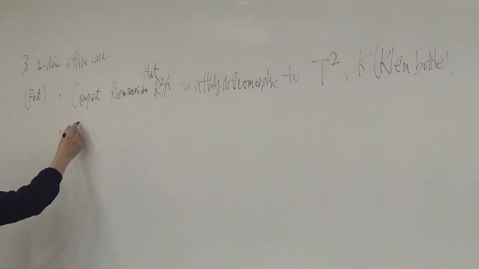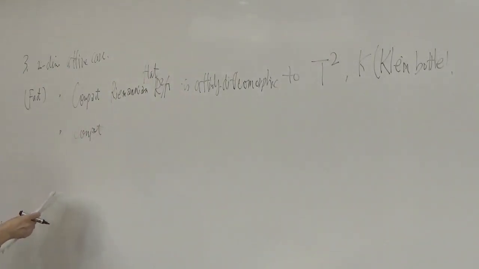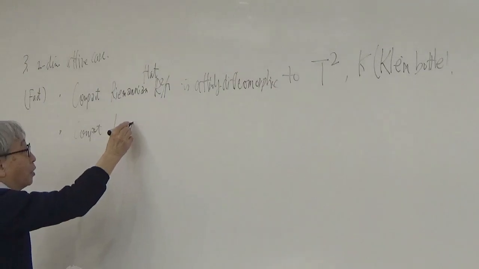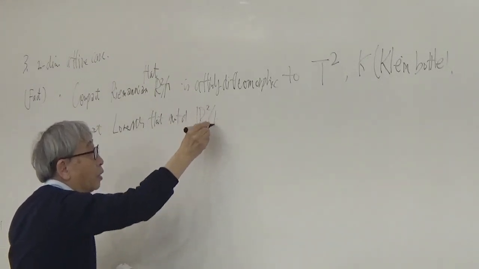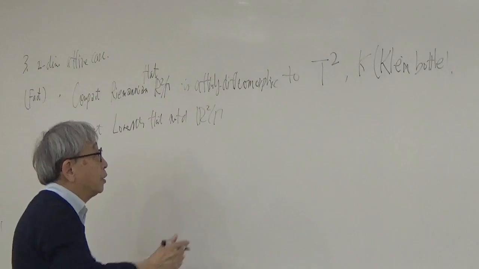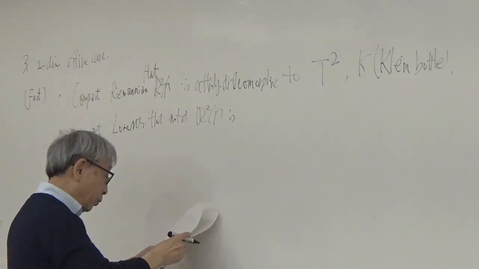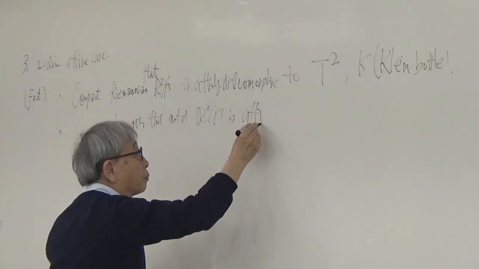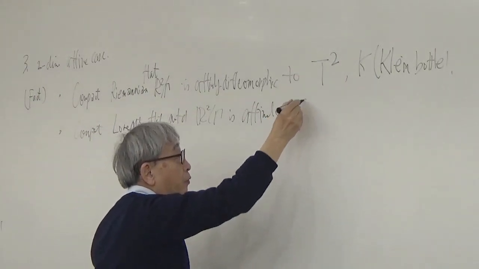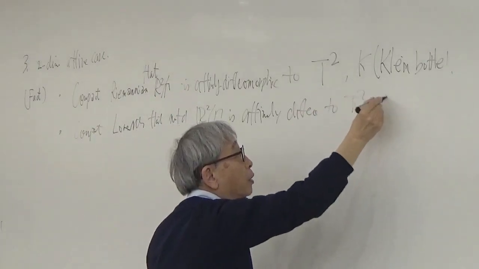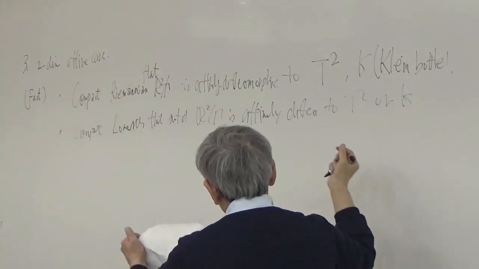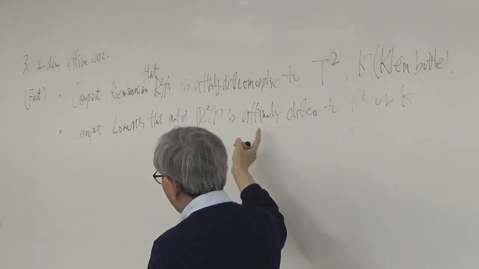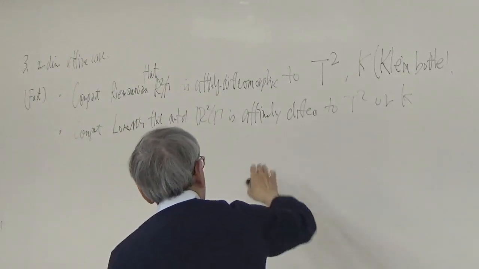Next is a compact Lorentz flat manifold. Is this also affinely diffeomorphic? Affinely diffeomorphic to again the torus or the Klein bottle. So there is a Lorentz structure on the torus and also K, and if further the groups are isomorphic, then in this case also they are affinely diffeomorphic.